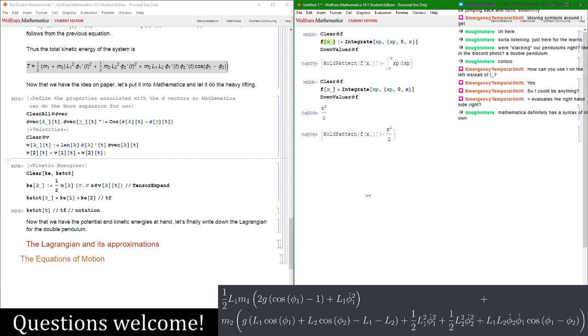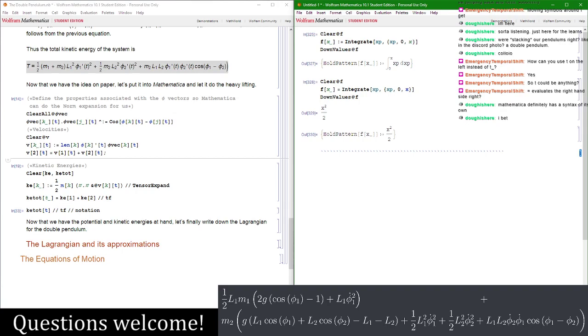So Doe says, Mathematica definitely has a syntax of its own. Yep, definitely. And with things like this, looking at the down values and understanding exactly what's happening, how Mathematica thinks on the back end while it's actually doing operations, it took me quite a while, but now I just know it. And I can explain it like this.